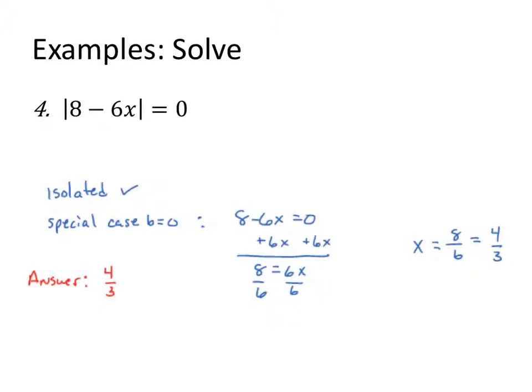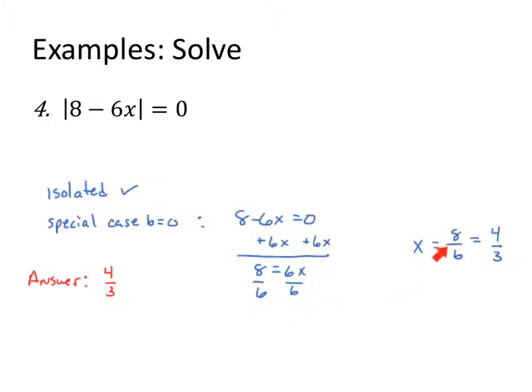If the absolute value of 8 minus 6x equals 0, we have the absolute value isolated. Fantastic. This is a special case where b equals 0, so we solve the equation without absolute values. 8 minus 6x equals 0. In this case, I'm going to add 6x to both sides. If 8 equals 6x, I'm going to divide both sides by 6.